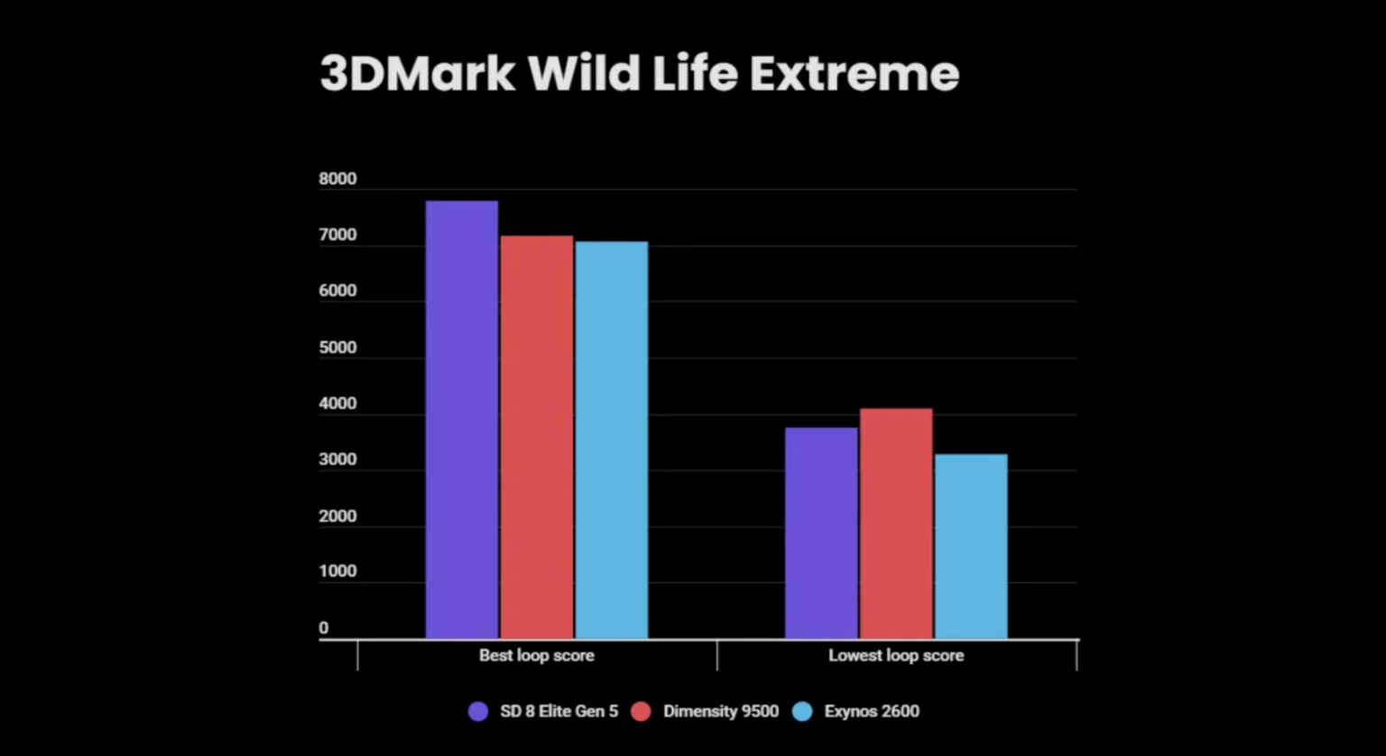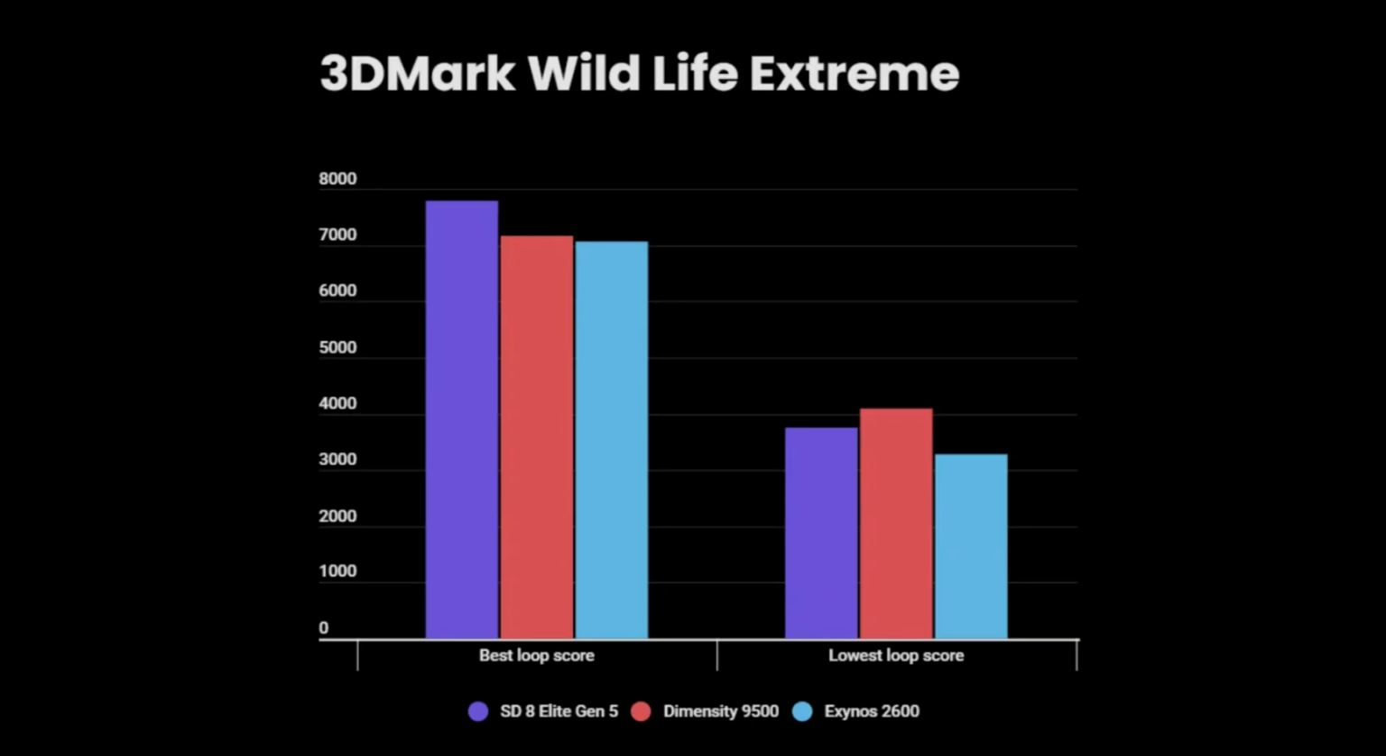However, the order changes in the low score. The Dimensity 9500 surprises with the best low score of 4,092 points. The Snapdragon 8 Elite Gen 5 and Exynos 2600 achieve low scores of 3,753 and 3,280 respectively. This results in better stability on the Dimensity 9500.